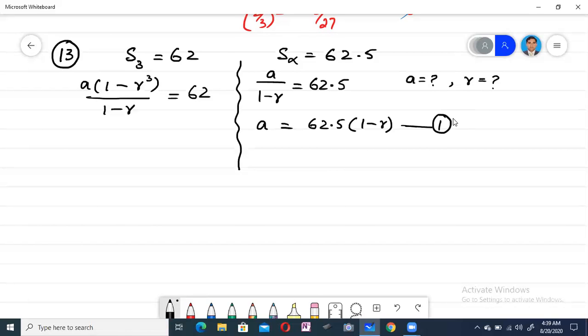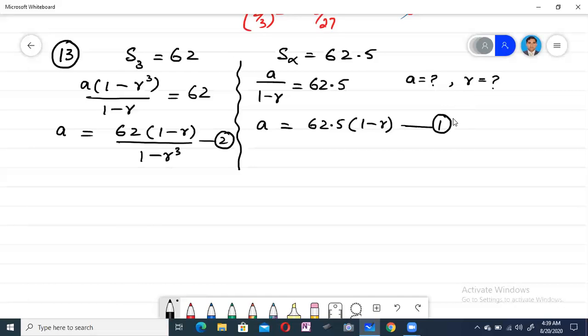And here this will be A as it is, 62 as it is. This 1 minus R is dividing, the other side will multiply, and 1 minus R cube is multiplying, the other side it will divide. This we can say is equation number 2.